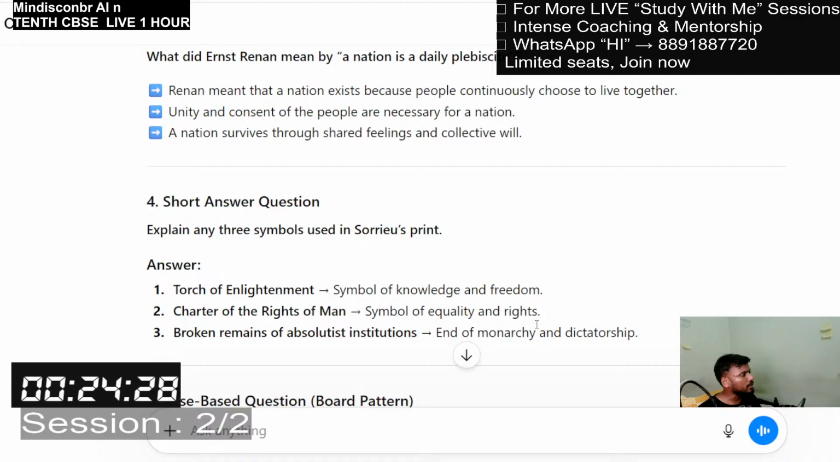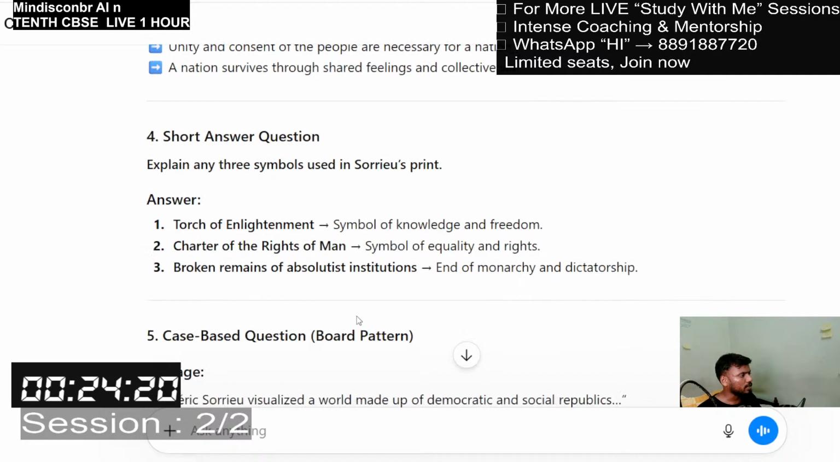Explain any three symbols used in Sorio's print. Torch of Enlightenment, Charter of the Rights of Man. Torch of Enlightenment is a symbol of knowledge and freedom. Charter of Rights of Man, equality and rights. Broken remains of absolutist institutions is the end of monarchy and dictatorship.